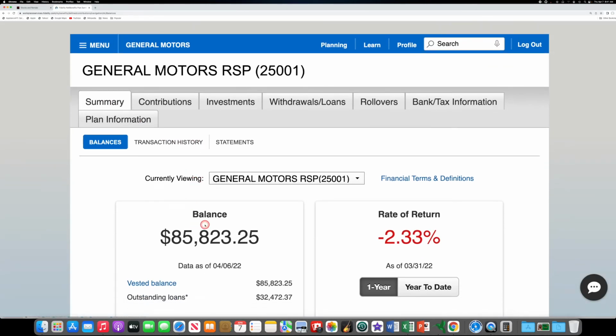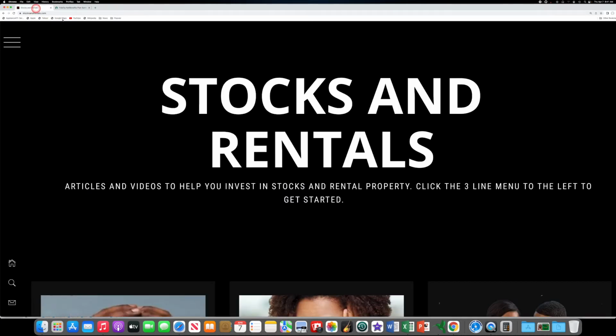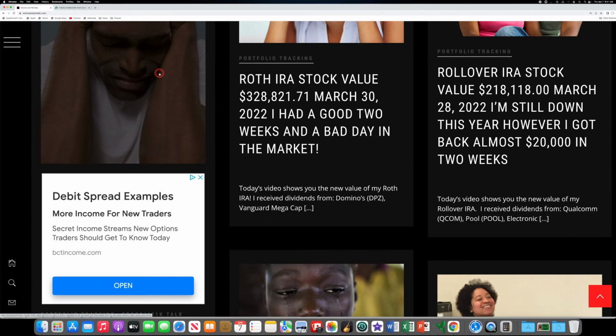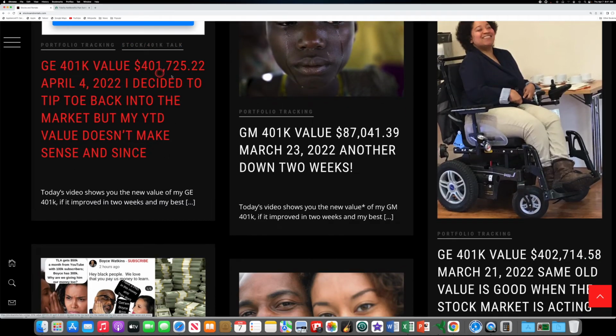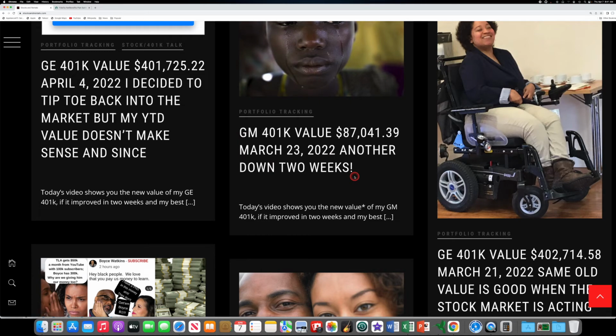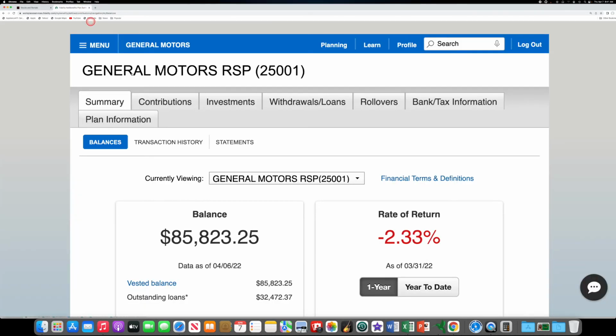And what we're going to do right now, we're going to compare where I am right now as of yesterday to where I was 2 weeks ago. We're going to Stocks and Rentals. We're going to find the last GM 401k update. And it was right here on March 23rd, 2022. I was at $87,041.39. Bringing it back to now, the difference is $1,218.14. That is a loss. I'm losing money in the last 2 weeks, over $1,000.